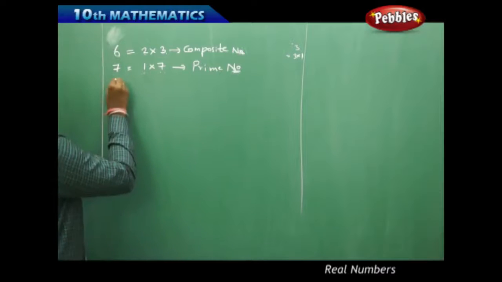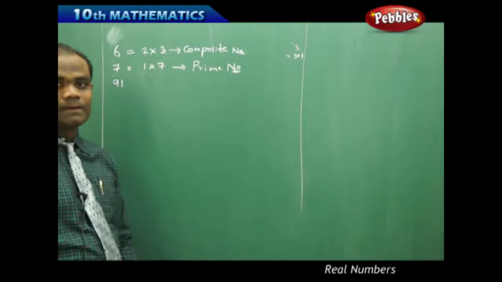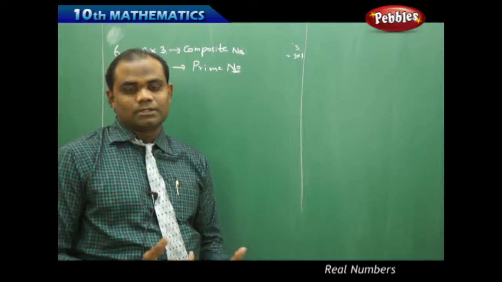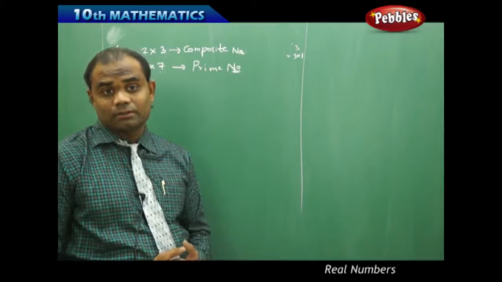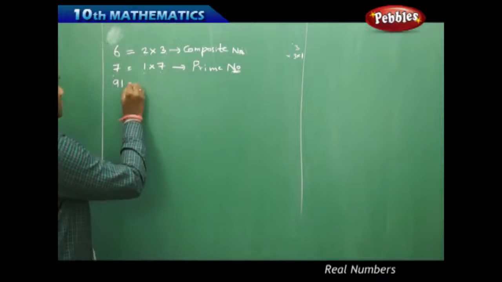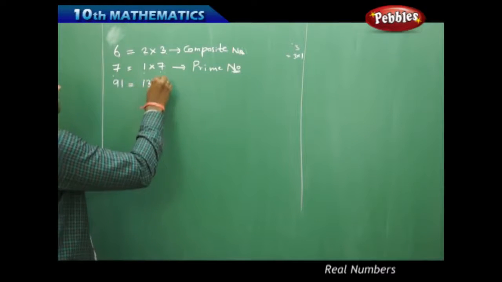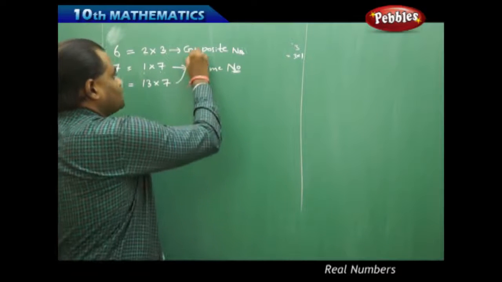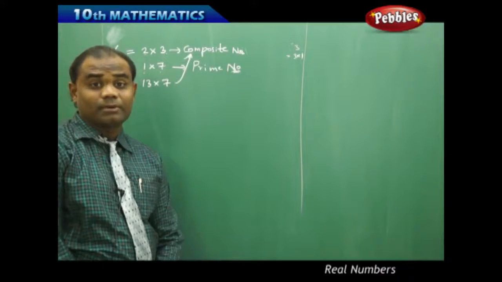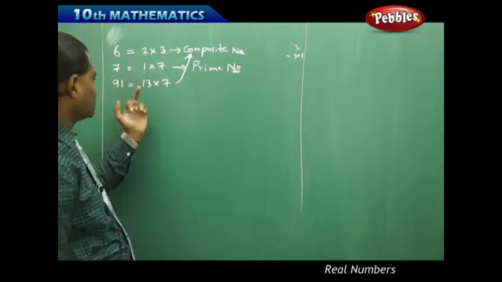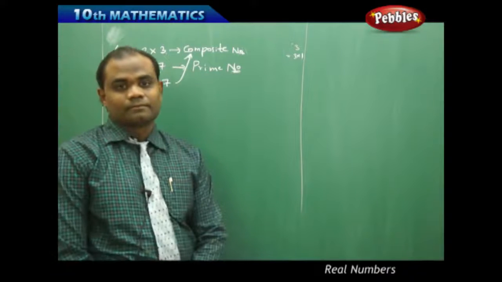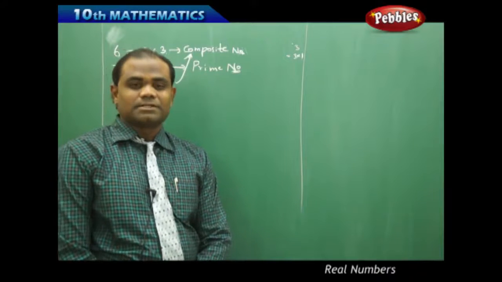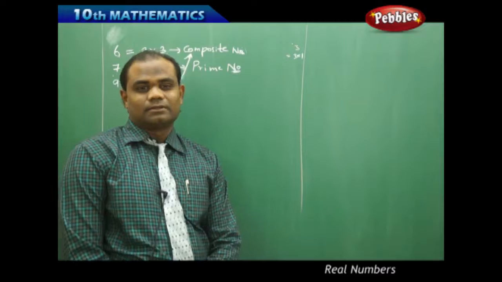So what about 91? Is it an even or an odd number? That is how I have to check. 13 times 7 is 91. So definitely this should be a composite number. It cannot be a prime number because the factors of 91 are 13 and 7. So it is an example of a composite number.